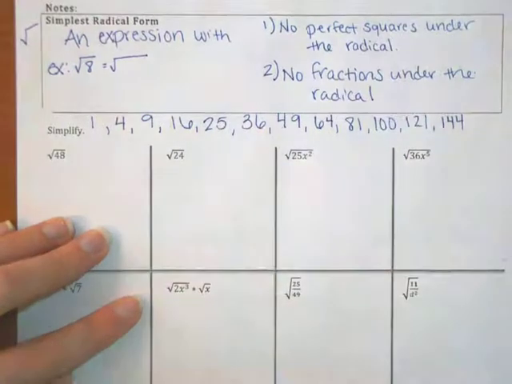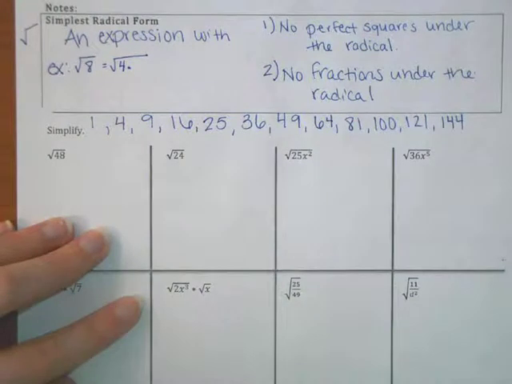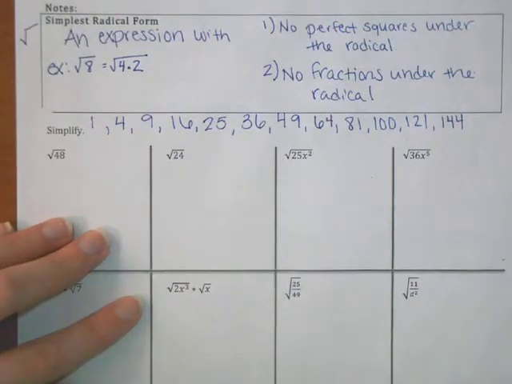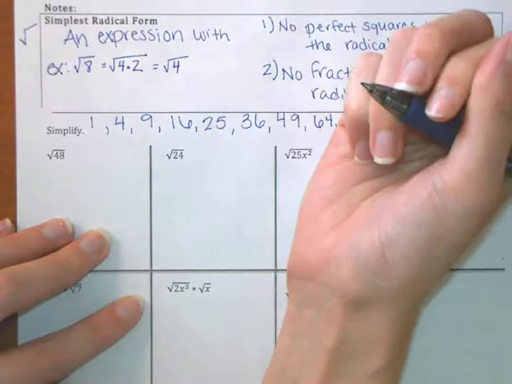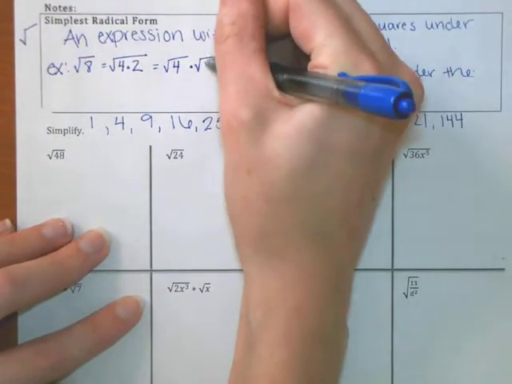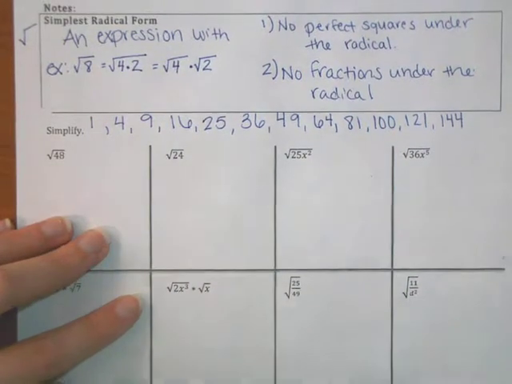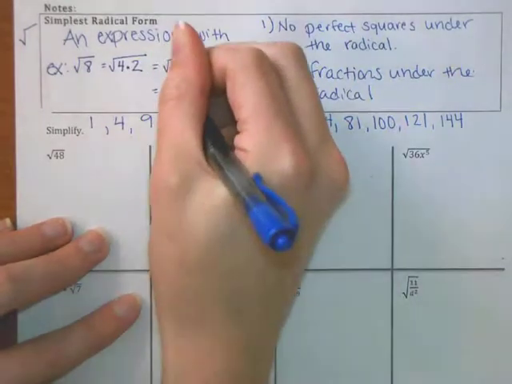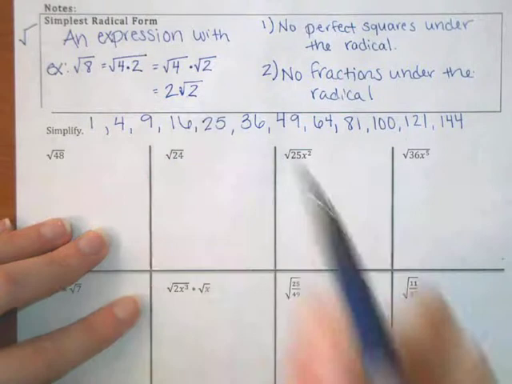So I'm going to rewrite this as that perfect square times, so what times 4 gives me 8? 2. So the square root of 8 is the same thing as the square root of 4 times 2. And we can break this apart, right? So this is the same thing as the square root of 4 times the square root of 2. Do we remember that we can break apart square root signs that way? Okay. What is the square root of 4? 2. So now we have that the square root of 8 is equal to 2 times the square root of 2.